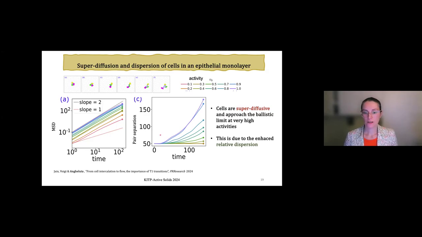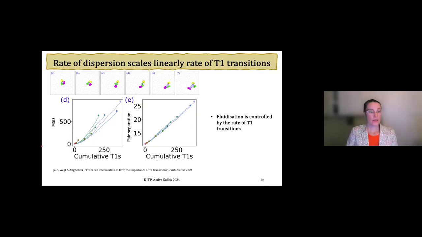So the super diffusive behavior wouldn't happen if you didn't allow for T1 transitions, for relative migrations to happen. The other interesting thing is that we try to collapse the mean square displacement and the pair separation as a function of the cumulative number of T1 transitions at the given time. We don't see a good collapse for the single particle, but we see a really stunning collapse for the pair separation distance. We've done a lot of parameter changes: the activity, the surface tension, there are lots of parameters in this model. And consistently, we saw this robust scaling with a slope of 1, which means that the rate of dispersion is really controlled by the rate of T1 transitions. In this model, this is what the fluidization is. So we thought that's also an interesting result.